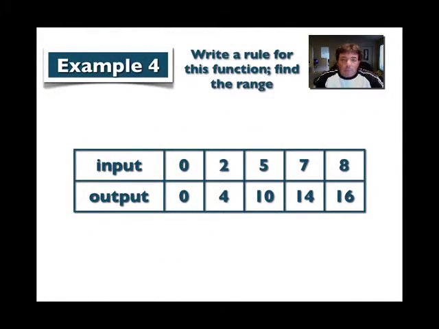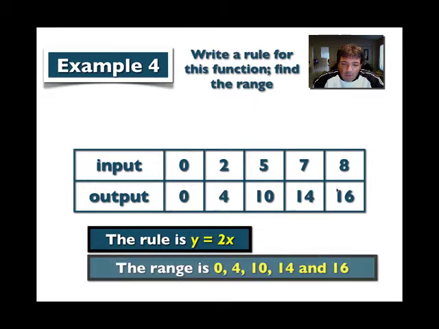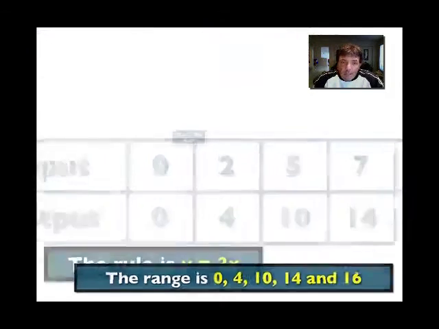Okay, so now this time, they're asking us to write the rule and find the range. Well, first, finding the range is pretty simple. It's just 0, 4, 10, 14, and 16. And if you look at the relationship between the input and the output, for every input, the output number is exactly twice what the input is. So the rule would be y is equal to 2x. We just saw that one. And we know that the range is 0, 4, 10, 14, and 16. Okay? This is basically the same example we just did. Here's a few more.